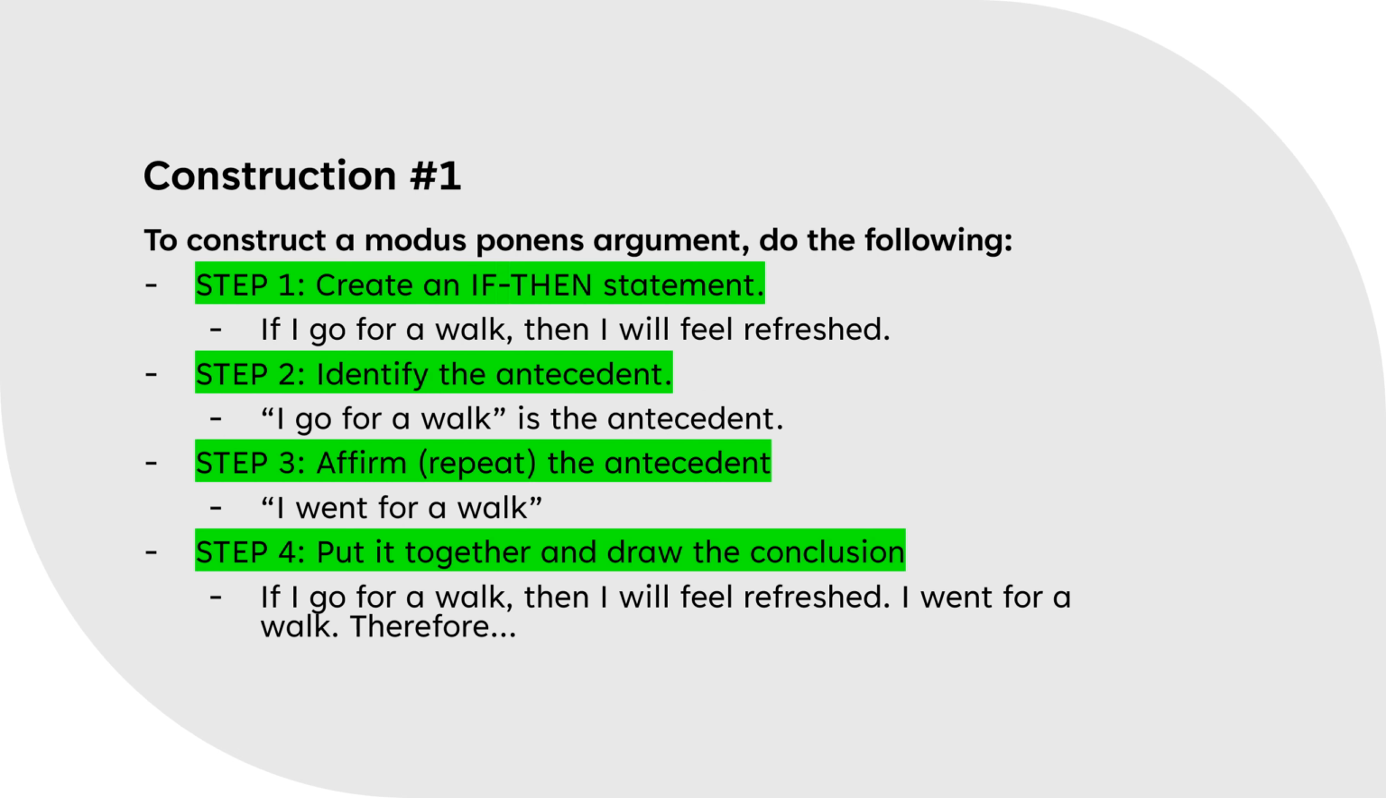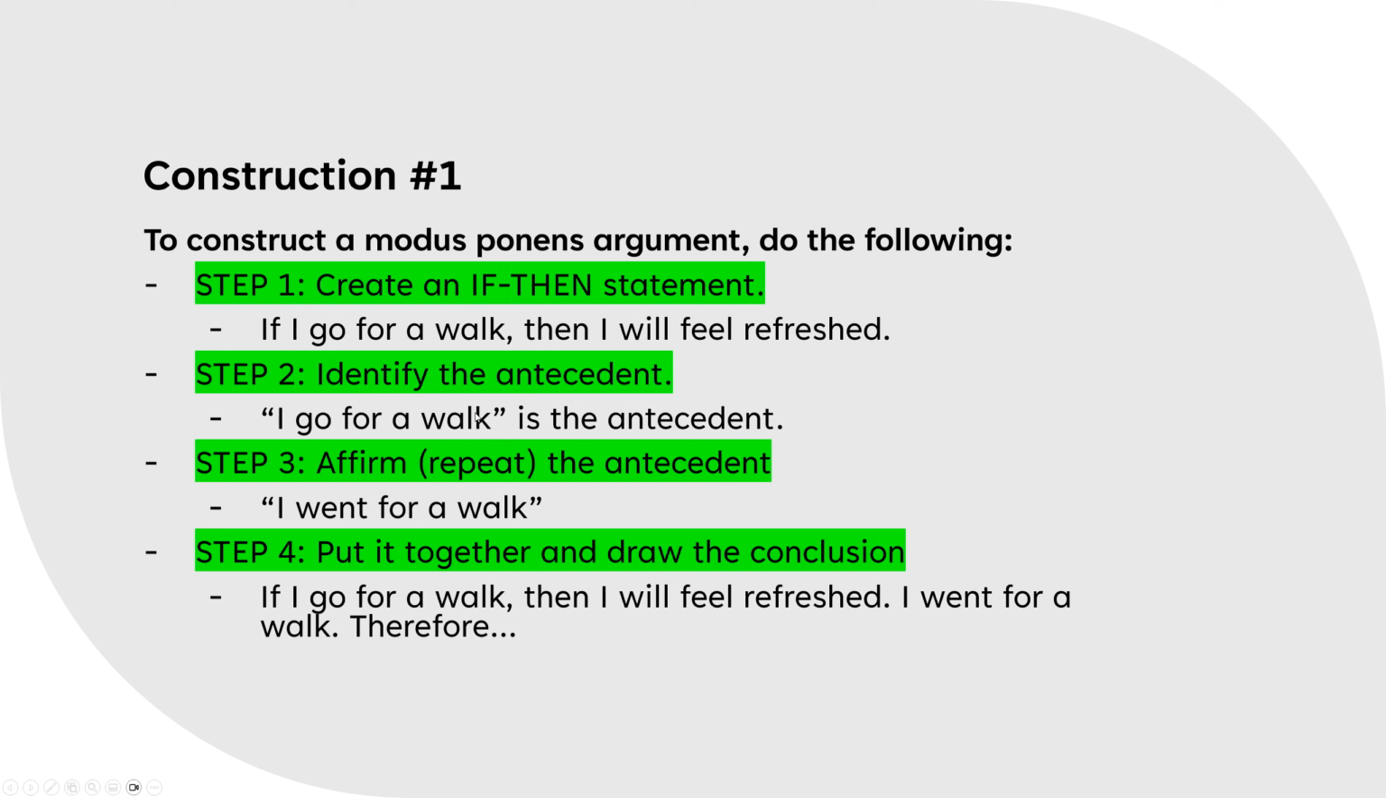All right, I'll do a couple of examples. Here's the first one. Let's just create an if-then statement, whatever you want. If I go for a walk, then I will feel refreshed. Now what's the antecedent in what we just said? Well, the antecedent is always going to be whatever comes after if. So what came after if? I go for a walk. So that's our antecedent. I go for a walk is our antecedent.